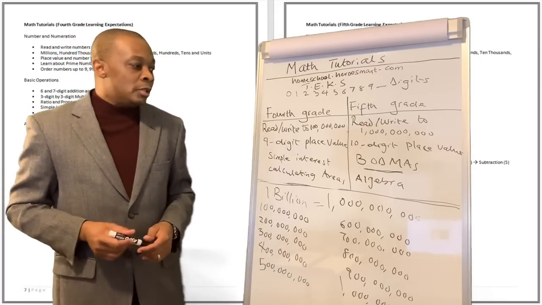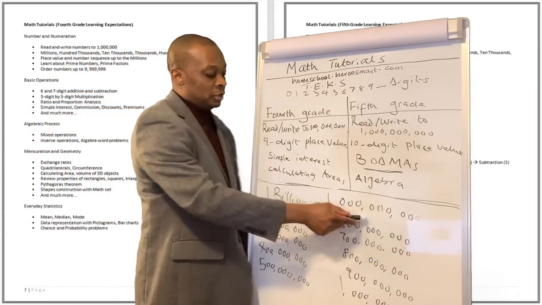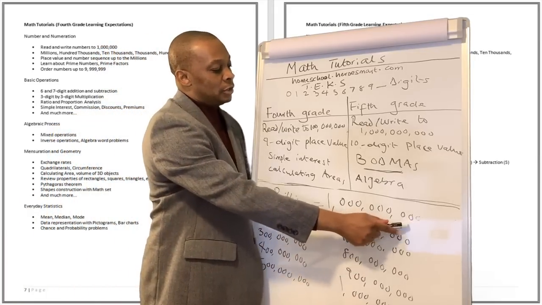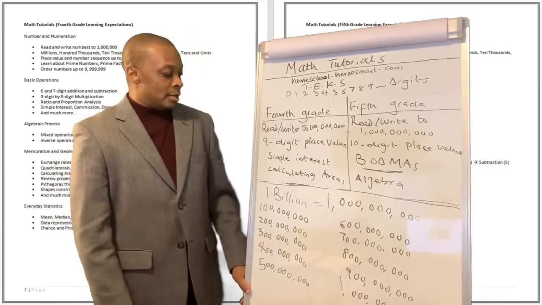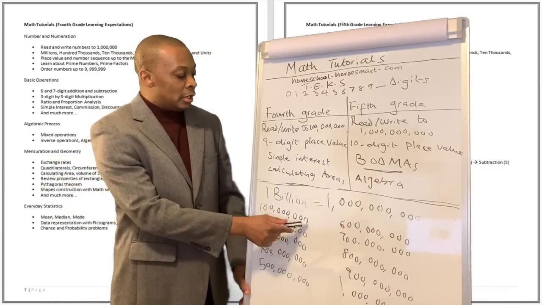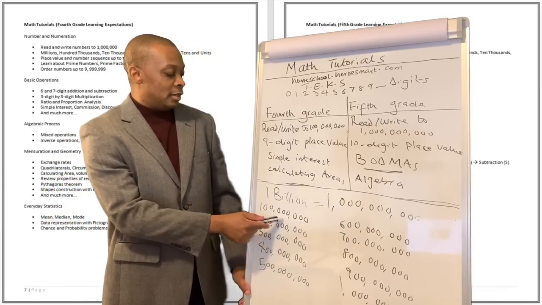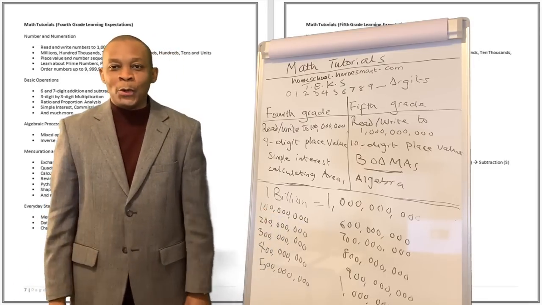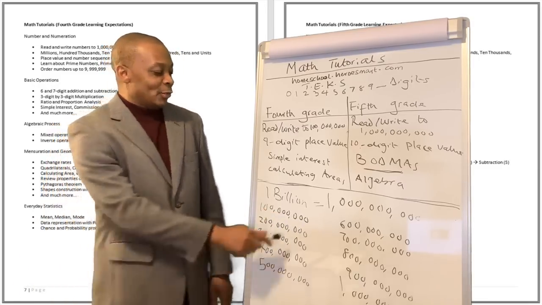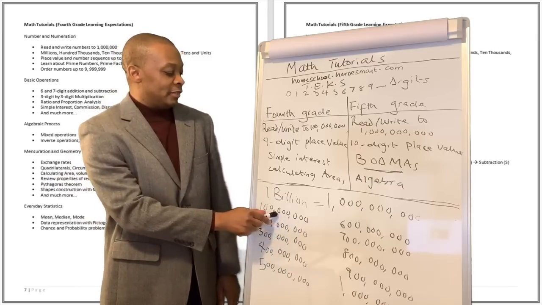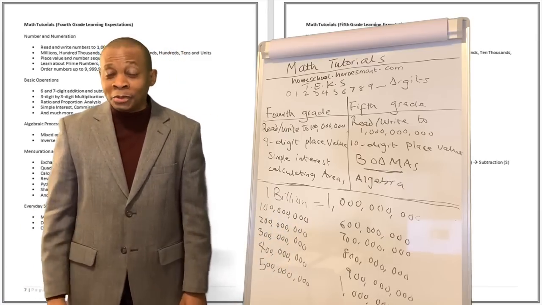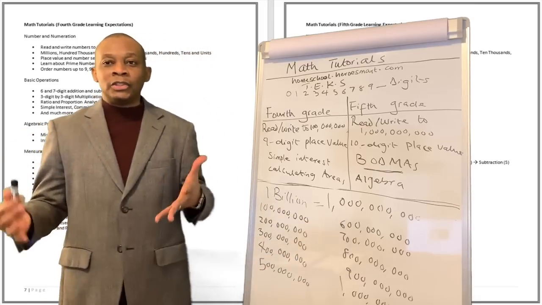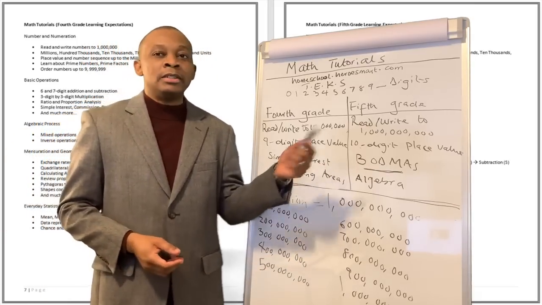A billion is going to have 9 zeros to it. So there are 9 zeros here. 100 million is going to have 8 zeros, so that's how you can tell. 1, 2, 3, 4, 5, 6, 7, 8. So we've got 8 zeros over there. But by the time you get to 1 billion, you have 9 zeros, in other words, a 10-digit number.